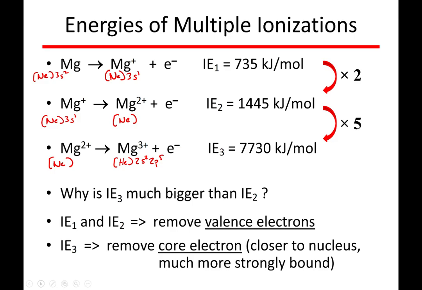So the third electron is a core electron, which is much more tightly bound to the nucleus. It's much closer to the nucleus, and it's much harder to remove. And that's why the third ionization event is so much higher in energy, why you have to put in so much more energy to make it happen.